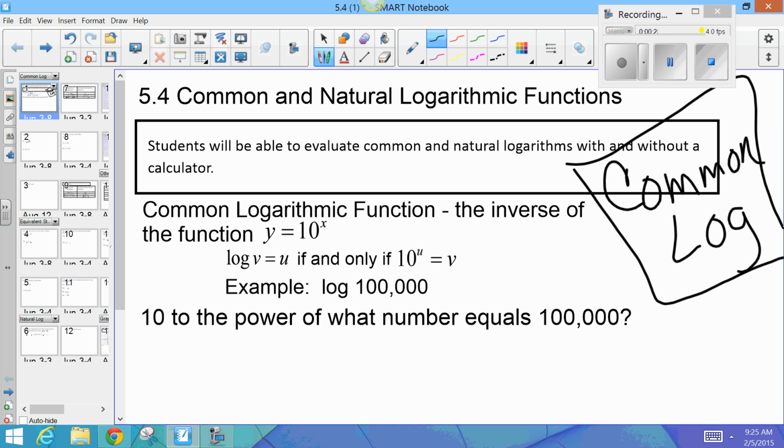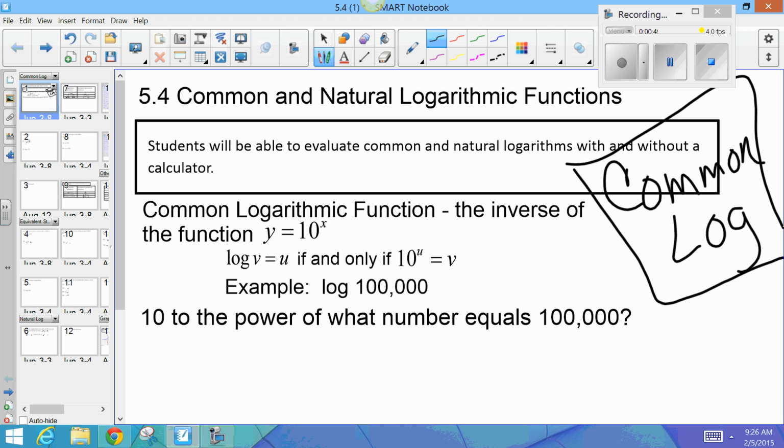All right, so here we are just getting an introduction to logarithms. Logarithms are the inverse of raising a number to a power. And we're going to start with the common log. The common log is the inverse of raising 10 to the power of something, okay? So with a common log, the base is 10.